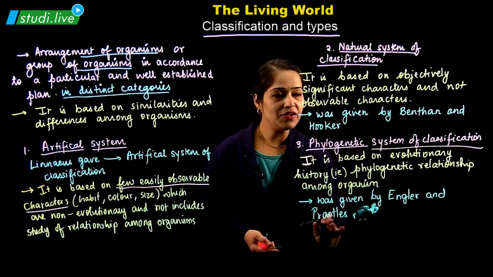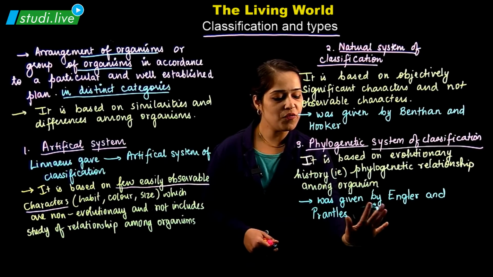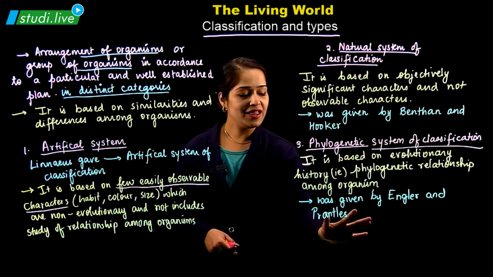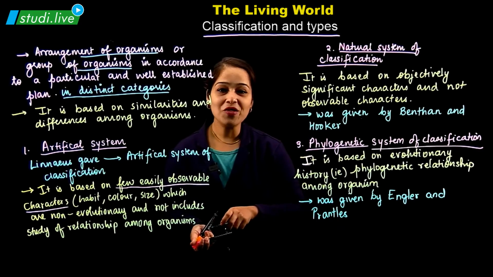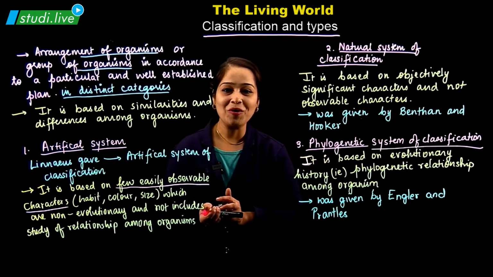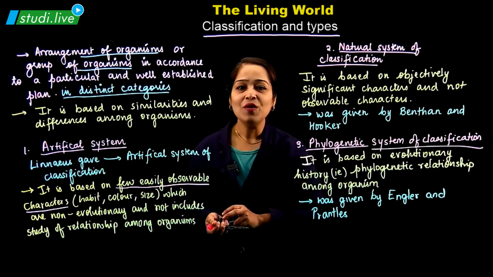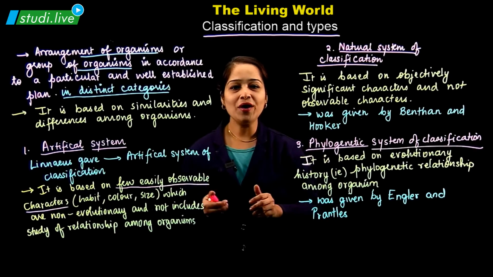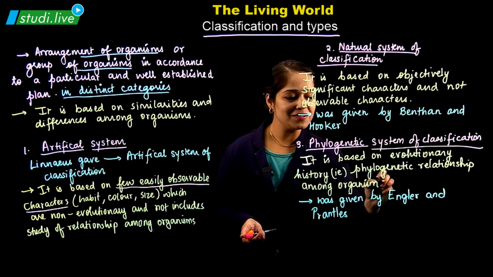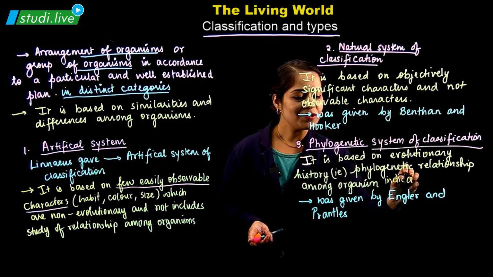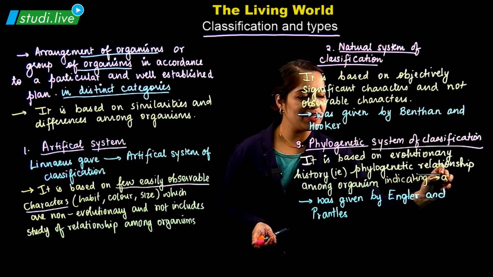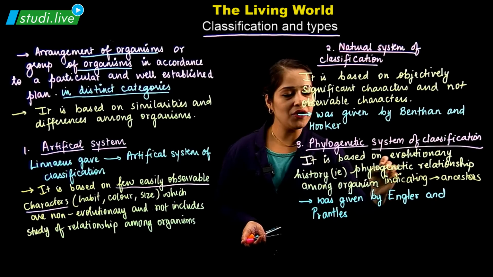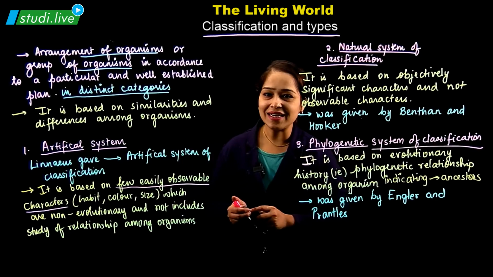So these are the three different types of classification which we have seen. The first one, artificial, was based on observable characters. The second one, natural, was based on objectively significant characters, which give the relationship among the organisms, while the third one, the phylogenetic system of classification, is based on evolutionary history or phylogenetic relationship among the organisms, indicating their ancestors. So with this, we complete our topic on classification and its types.